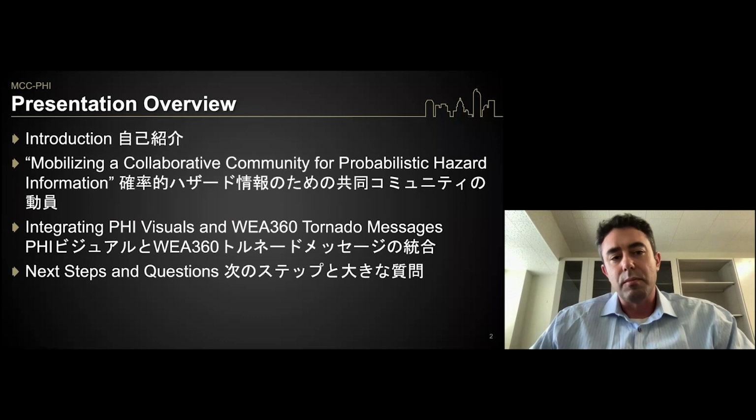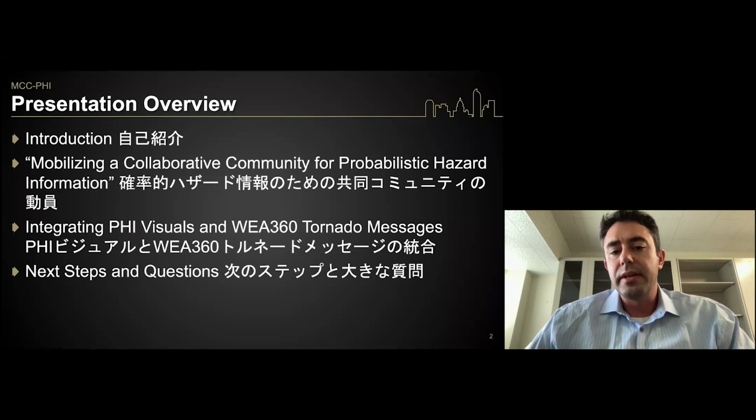I'll tell you a little bit more about myself, then describe this mobilizing a collaborative community for probabilistic hazard information project, and describe the attempts that we're making to integrate what are called PHI visuals, and PHI stands for probabilistic hazard information. We're trying to integrate these PHI visuals with what are called Wireless Emergency Alert 360 tornado messages, or WEA 360 tornado messages.